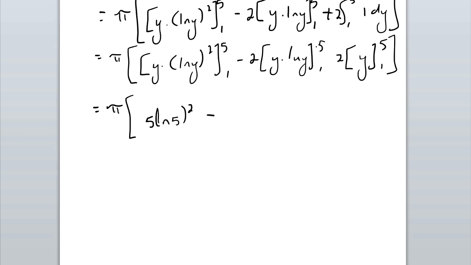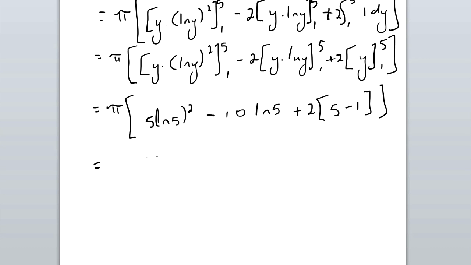Minus, now if I substitute a 5 in for y, negative 2 times 5 will give me minus 10, natural log of 5, and the same here. I have a natural log of y. If I replace y with a 1, I will have natural log of 1, which is 0. So 0 multiplied with anything will be 0, so I do not have to write that. And now, plus 2 times 5 minus 1, which is 4, times 2 will give me 8.